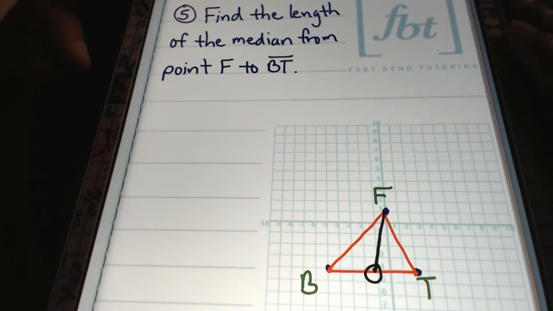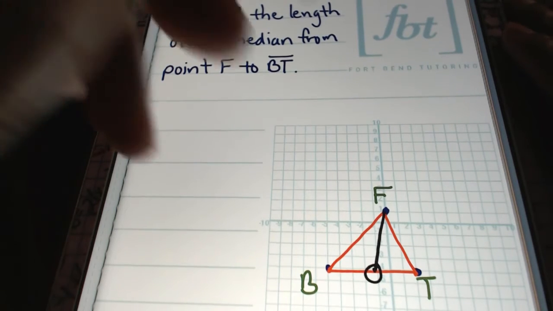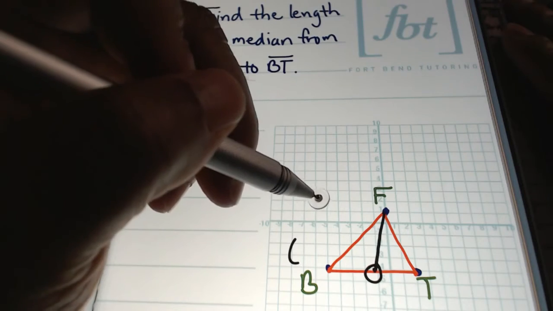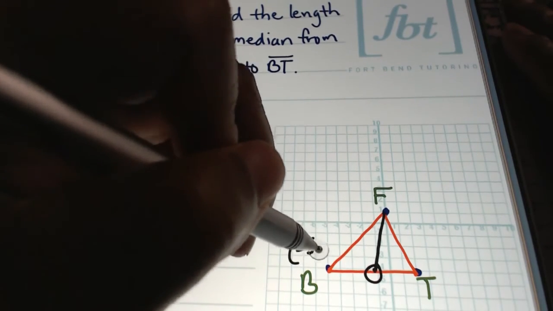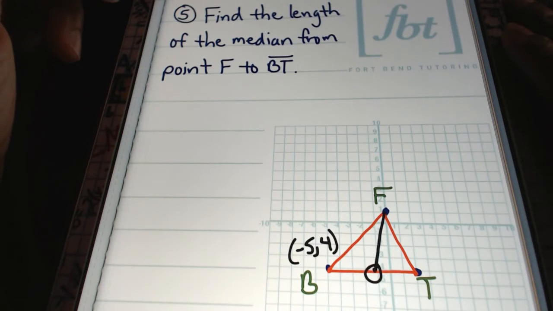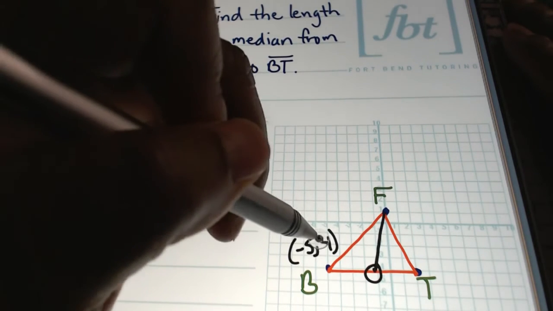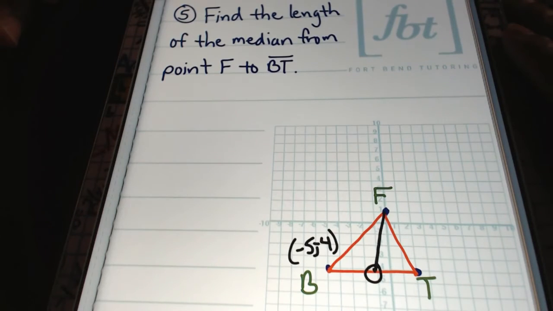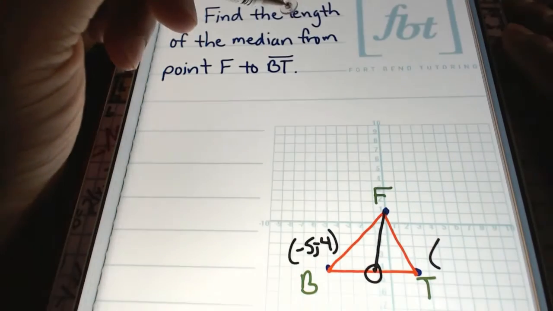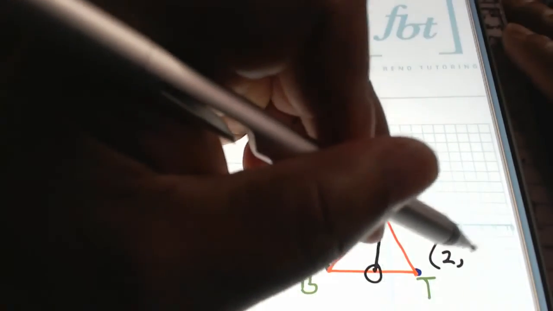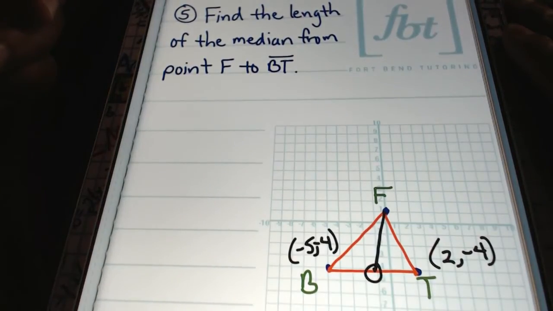I love this question. So let's first identify the coordinates of point B and point T, because we'll need them to find the midpoint. The coordinates of point B, guys, are -5, -4. So it's -5, -4 for point B. And then for point T, we end up with 2, -4. This is the result we have for the coordinates of B and T.